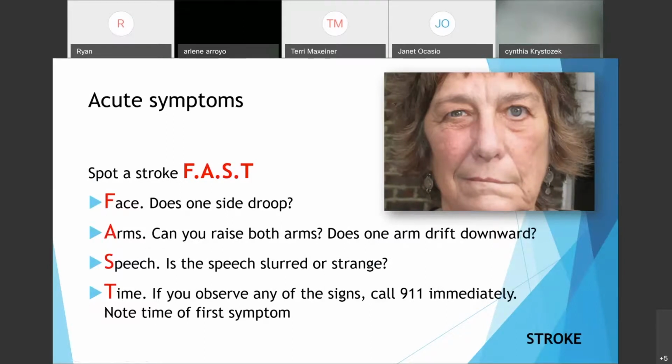Okay, so we were talking about spotting a stroke fast. Using the acronym FAST, the F standing for the face. Does one side of the face droop, as you can see in the picture? The A standing for arms, so is the person able to raise both of their arms and keep them there, or does one arm drift to the side? The S stands for speech. Is their speech slurred or strange? And then the T standing for the time. So it is important that you note the time that symptoms began, the time of the first symptom, and that we call 911 immediately because we spotted a stroke, we've spotted it fast, and now it's time for intervention.